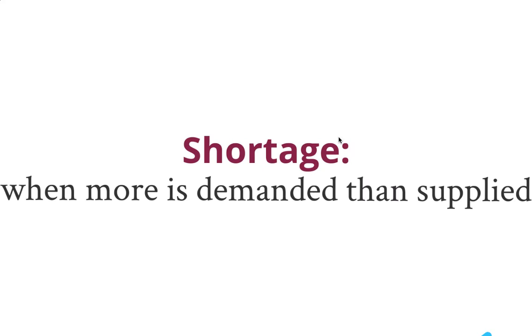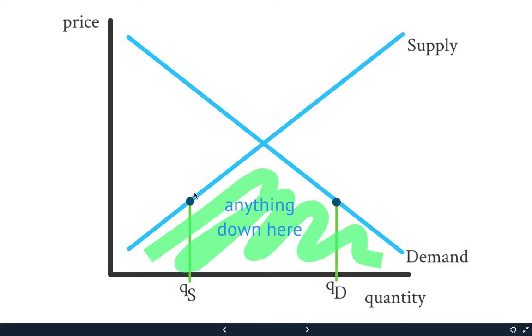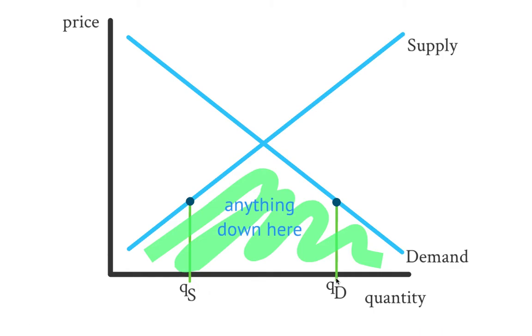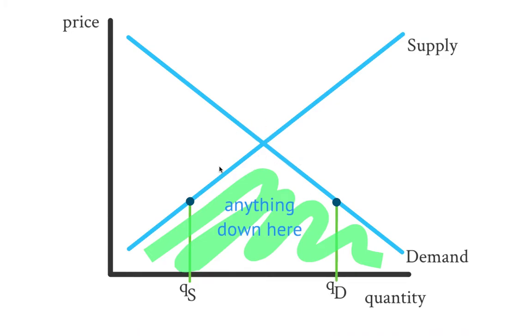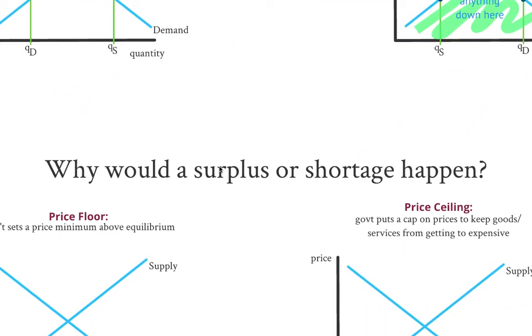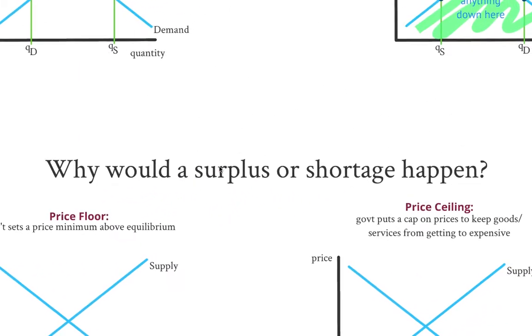All right, a shortage is when more is demanded than is supplied. So if you look, it looks like the supply is low. Well, the supply is low. It looks like the demand is low, but it's actually high because it is farther to the right on the graph. Anytime there's a low supply and a high demand, you can charge more money for a good because the equilibrium price is above where it is. So that is called a shortage. Why would a surplus or a shortage happen? Well, we'll talk about that in a minute.